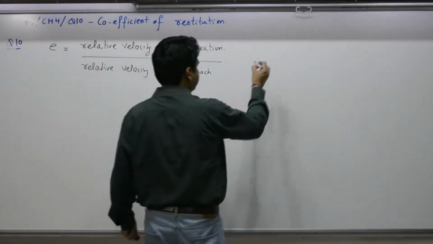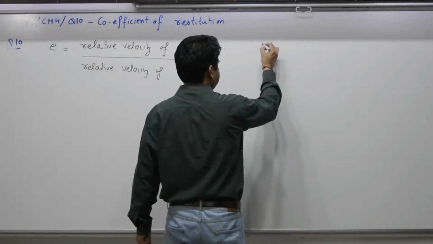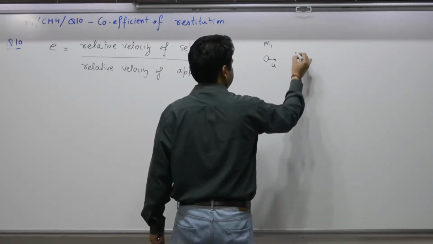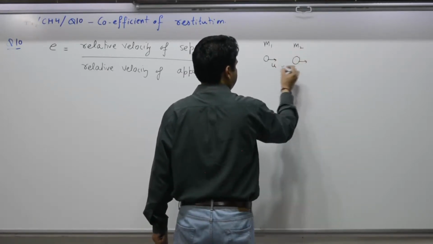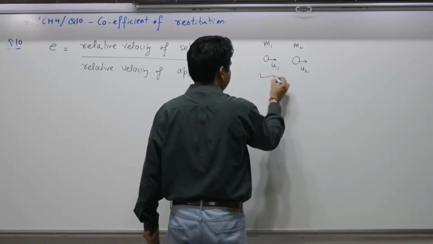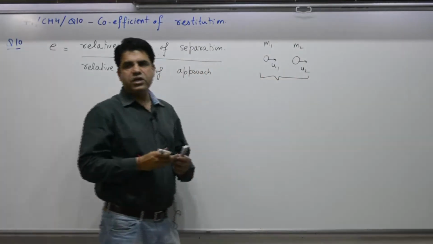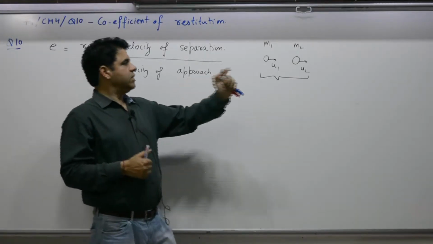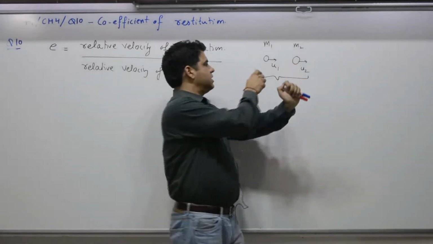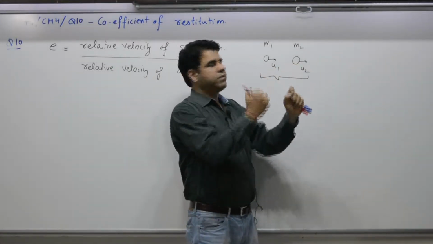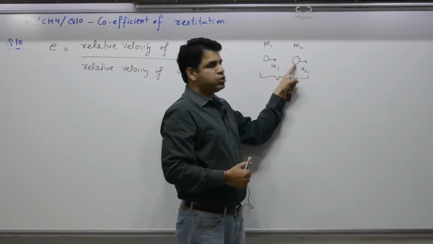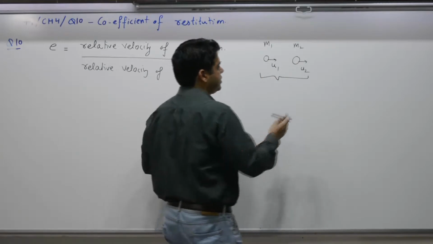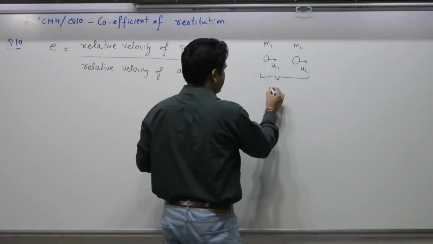This is the photograph before collision. A particle of mass m1 is moving with speed u1, and another of mass m2 is moving with speed u2. There are two objects moving in the same direction. Say this is moving with u2 and this m1 is moving with u1. One will hit 2 if u1 is greater than u2 for the given scenario. This is before collision.